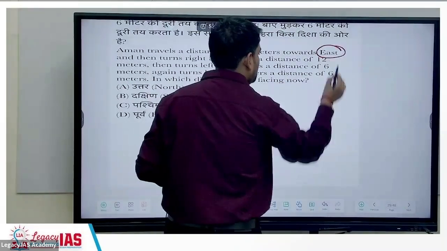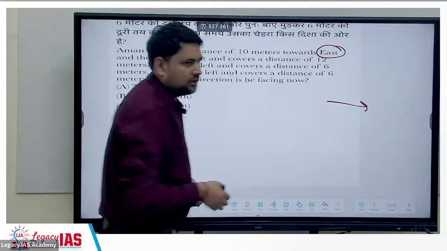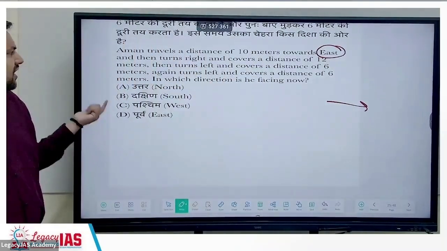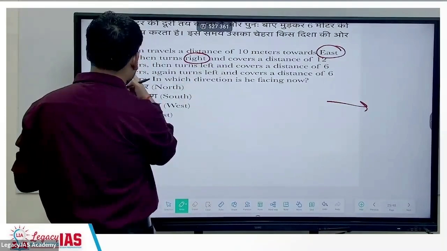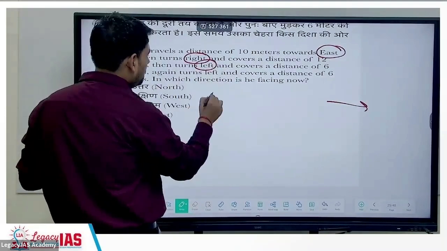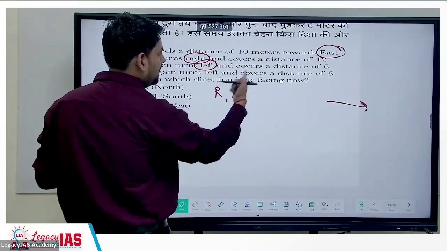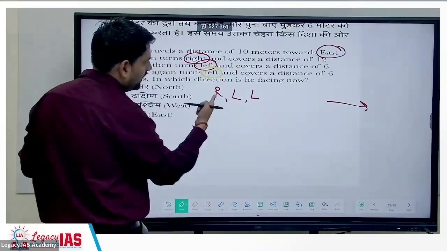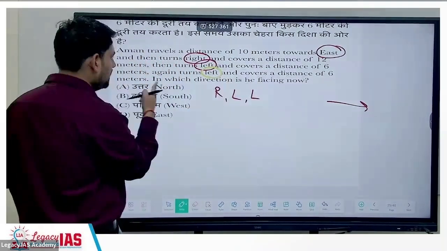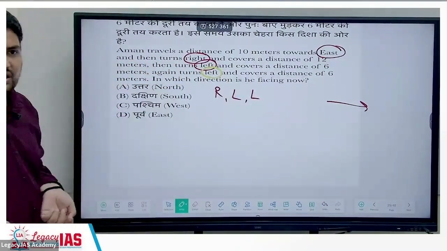He is going in east direction. This is the initial direction. Then what he does, he turns right, then turns left. So one right, one left, and covers the distance of this. Again turns left. So one more left and covers the distance of this. That's it. In which direction is he facing now?